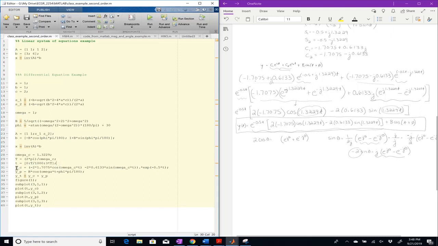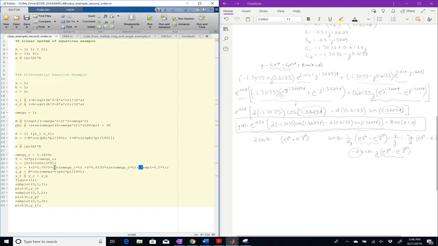And then I said y sub c is equal to this guy, right? So y sub c is this response. Let's unpack this a little bit. Basically I took everything that we found over on this side. Now notice what I did: I have a dot multiply here. I dot multiplied this sine cosine thing by the exponential e to the negative 0.5t.